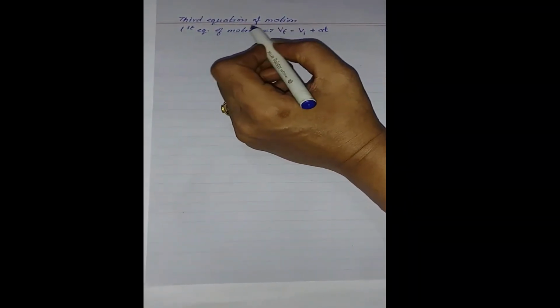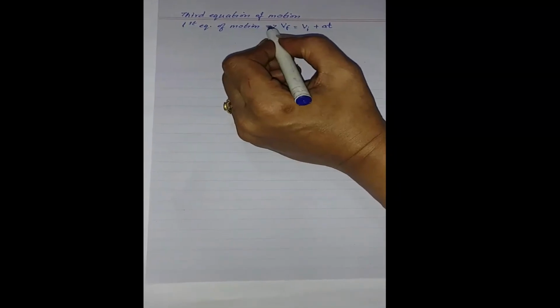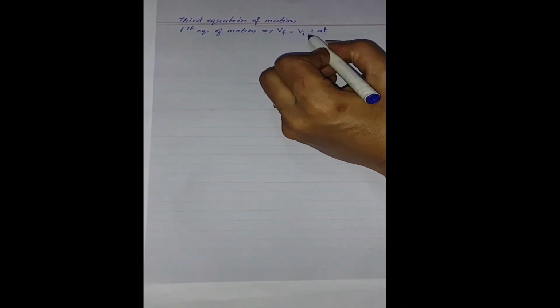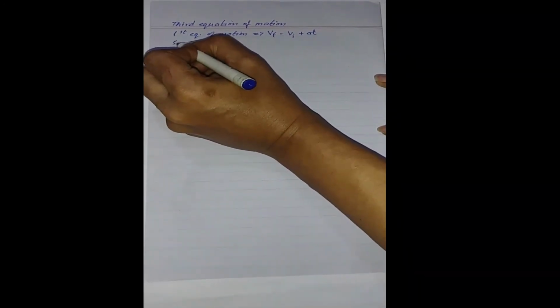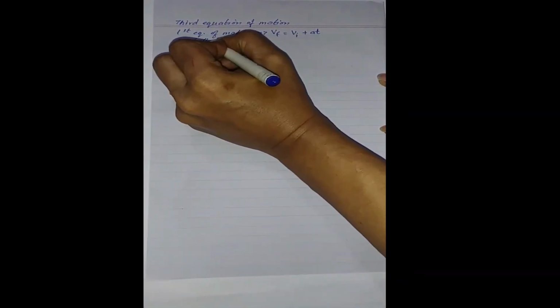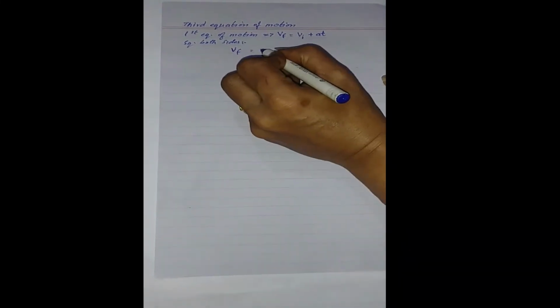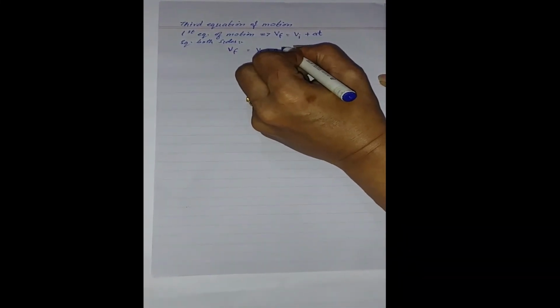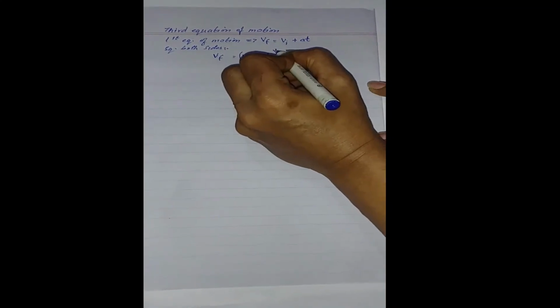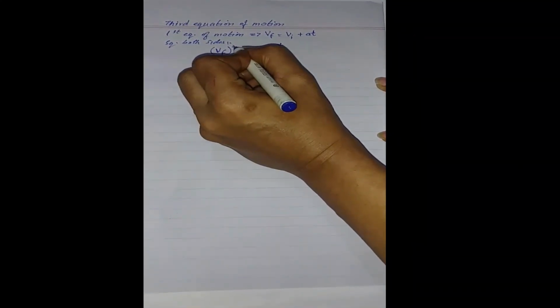For deriving the third equation of motion, we are going to use the first equation of motion, that is Vf is equal to Vi plus at. This equation we are going to square on both sides. We are going to square both sides of the first equation of motion.